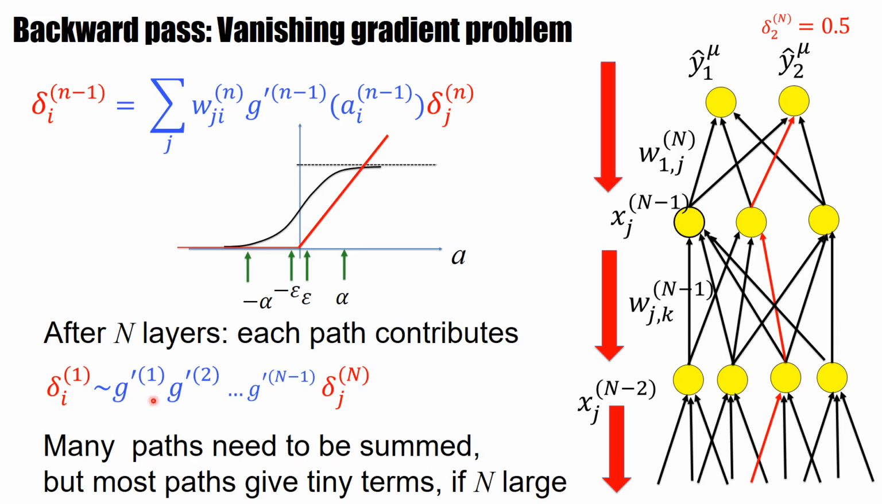If none of them is 0, but 2 or 3 of the g primes are very small, if you multiply 0.1 with 0.1 with 0.1, the contribution is also negligible. So many of these paths that run backward will not contribute, or will contribute only a very tiny term if the network is deep, which means if the number n of layers is large. And this is called the vanishing gradient problem. The gradient does not arrive at the bottom of the network if the network is very deep.